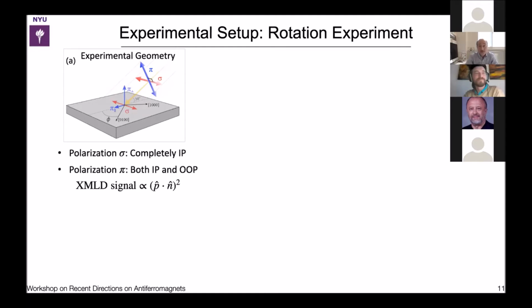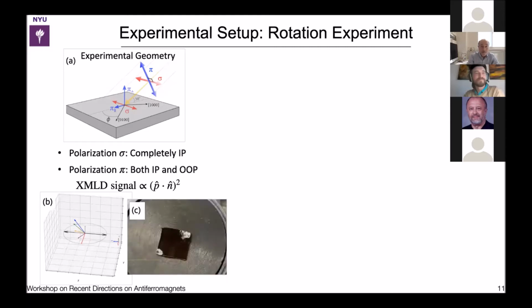The signal we're going to get is proportional to the projection of the Néel vector on the polarization direction of the X-rays, the magnitude of that. Again, we can rotate the polarization continuously from sigma to pi. And the first experiment, at least one that was very important to understanding what was going on, is we took the sample with, at this point, no pattern, and just rotated it about its normal.